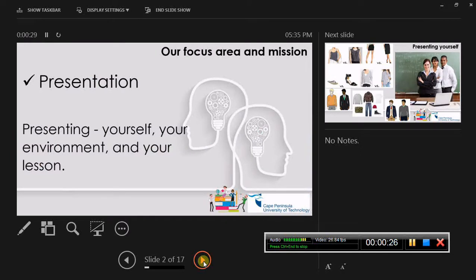So the focus area and mission for our section of the work for semester 2 is presentation. Now you already have a component of this subject area, which is computer literacy, so it is nothing to do with PowerPoint. Our lesson is looking at 3 parts of presenting. The first part is presenting yourself, your personal appearance, presenting your environment, your teaching environment, and then finally presenting your lesson.